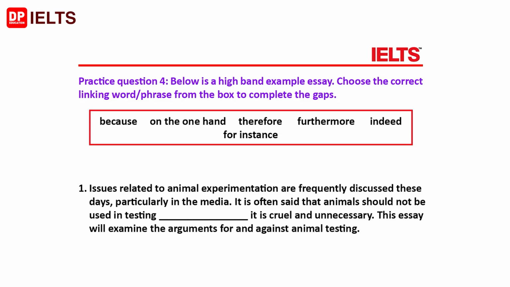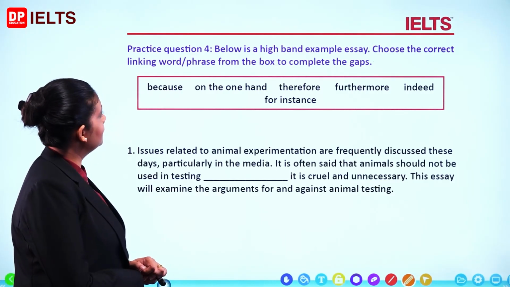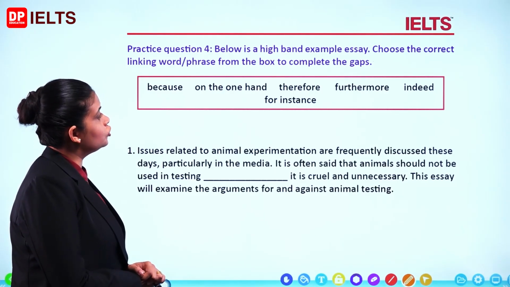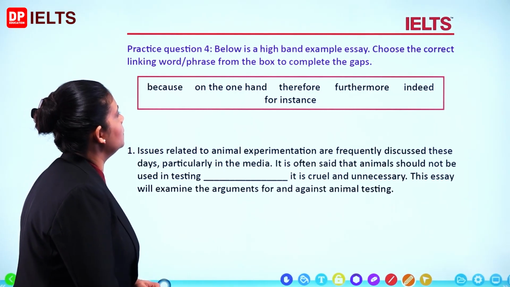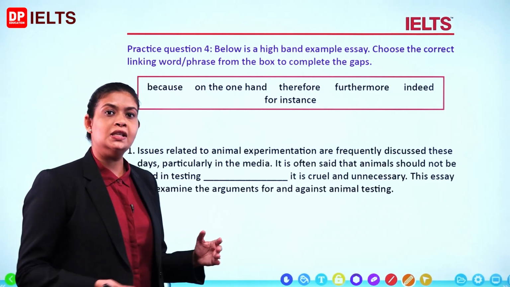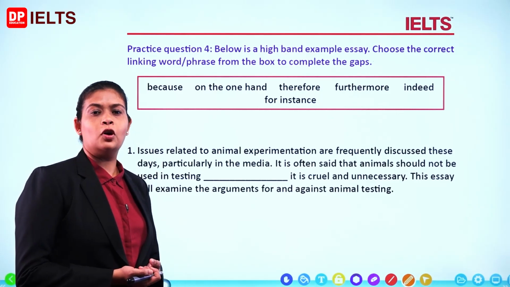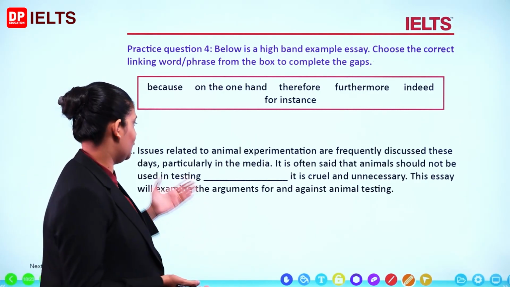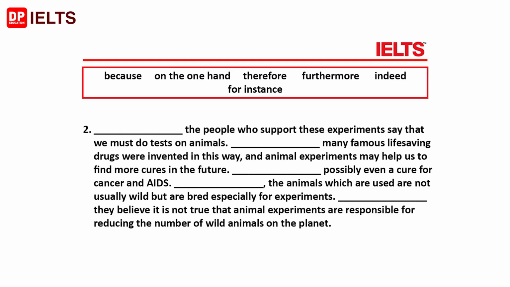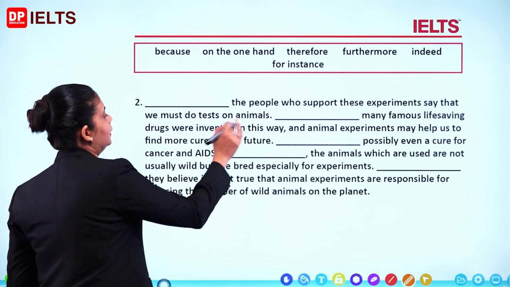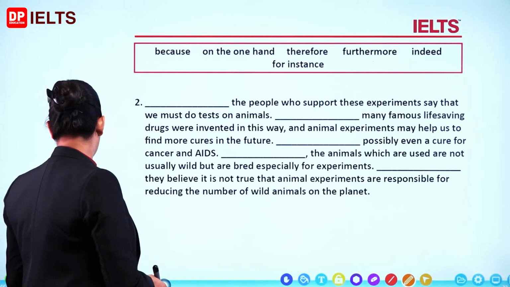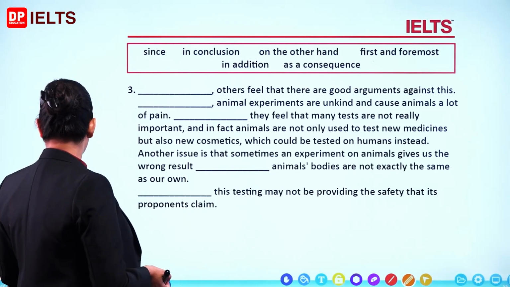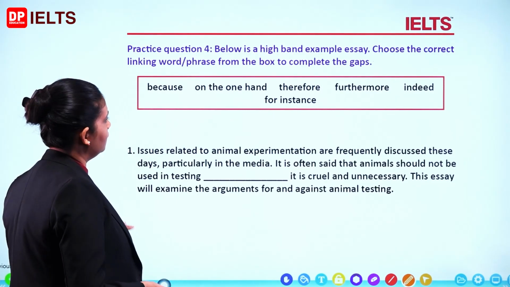All right, so our 4th practice question, right? Below is a high band example essay. Choose the correct linking word or phrase from the box to complete the gaps, right? So this is a typical extract from a student who would get a high band for his or her essay, okay? But we've kind of removed the linking words, right? So what I really want you to do is complete the gaps, right? Now, before we do everything, let's have a look at the first one.